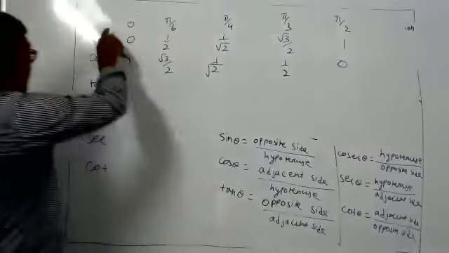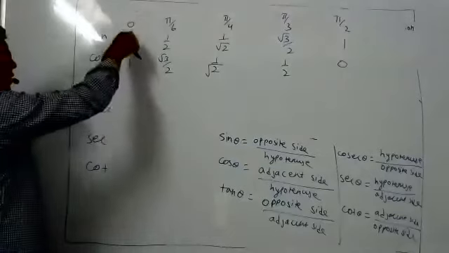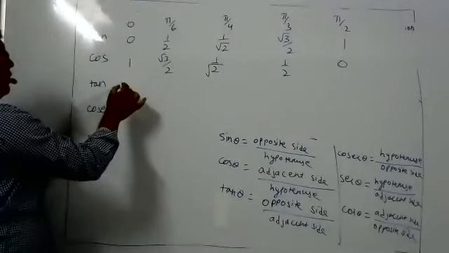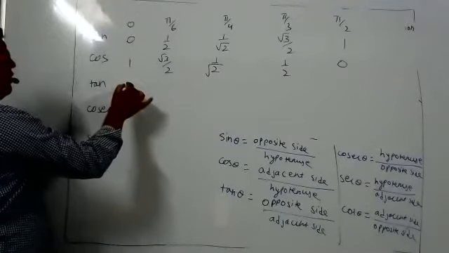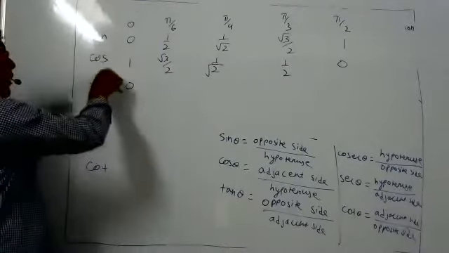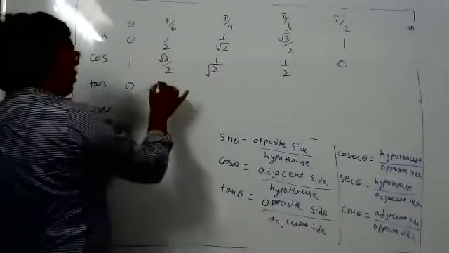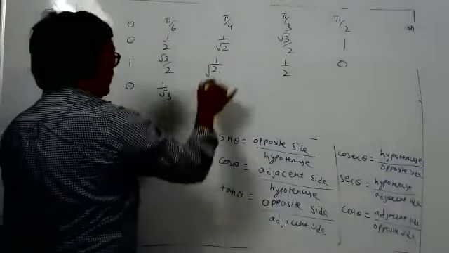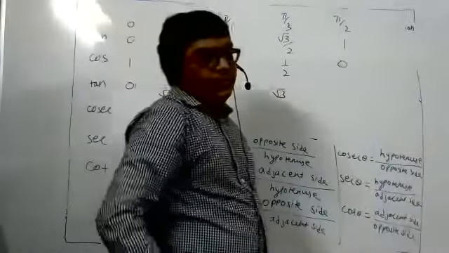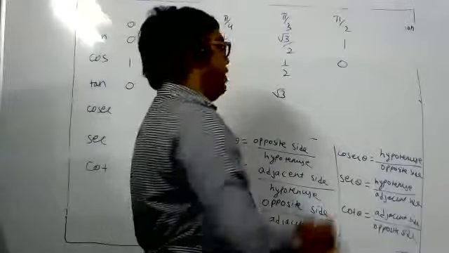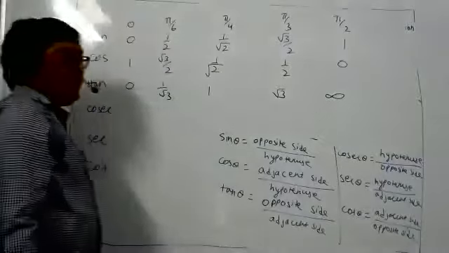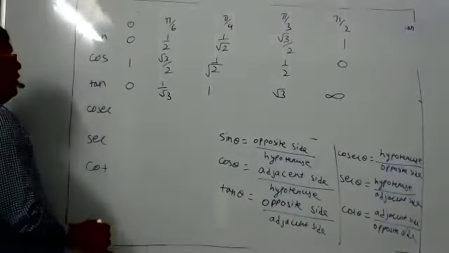Then divide sine theta and cos theta, you will get tan theta. Divide 0 by 1, how much? 0. You know tan theta is sine theta by cos theta. Then 1 by root 3, and root 3. What is 1 by 0? Not applicable, not defined, or we say infinity. Infinity is a very big number.